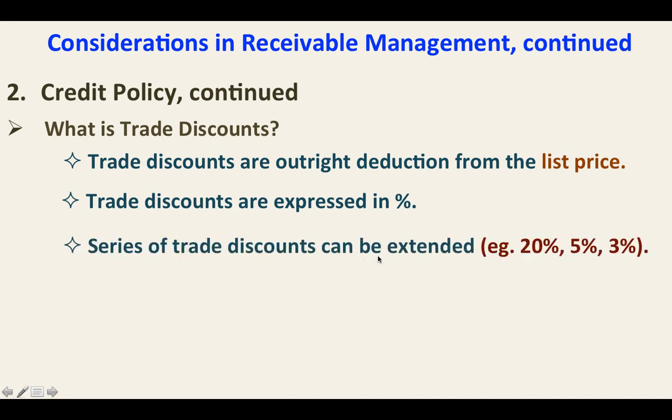Series of trade discounts can be extended. Meron din mga companies na nagbibigay ng series of trade discounts. Hindi lang isang trade discounts. Example, 20% off plus additional 5% plus additional 3%. It can be 2%, 3%, depende sa company, okay? Depende sa time ng kanilang discount period.